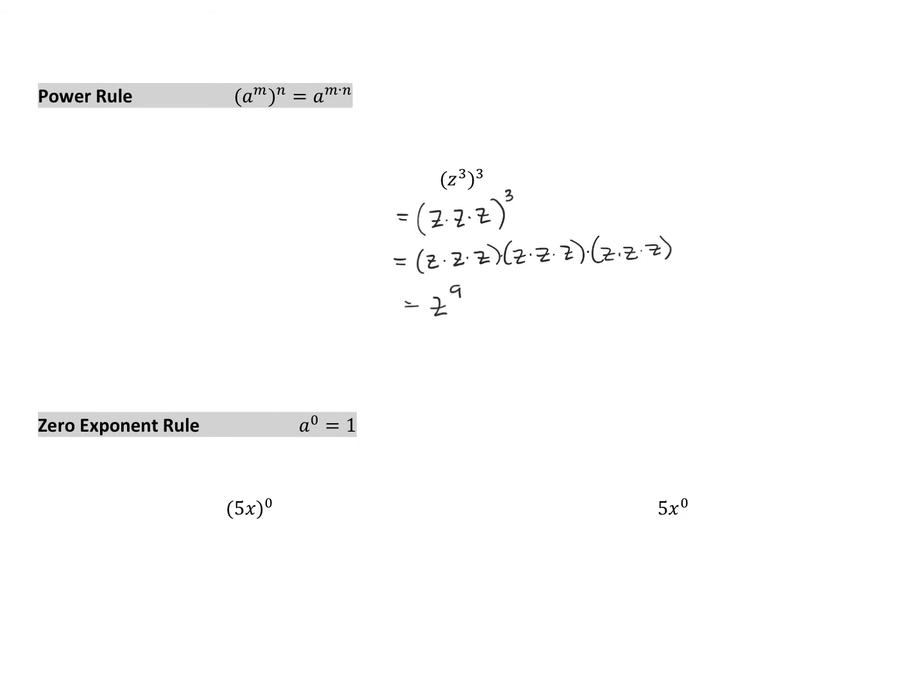And that's why you can just multiply the two exponents that are applied to the same base. That's the power rule. Now that is good as long as you have the one base and two exponents.